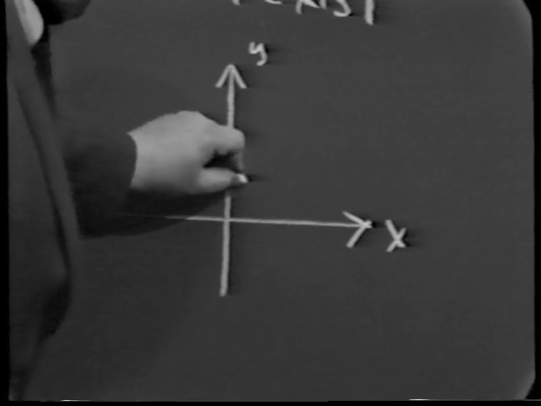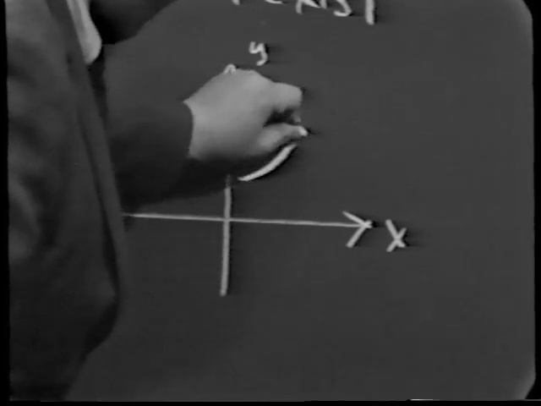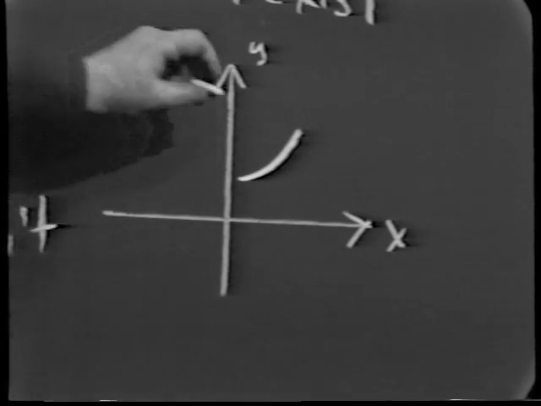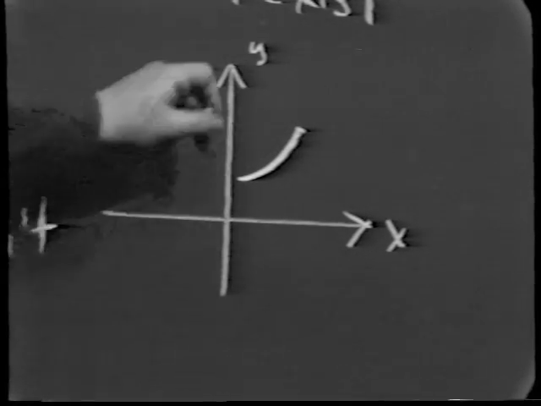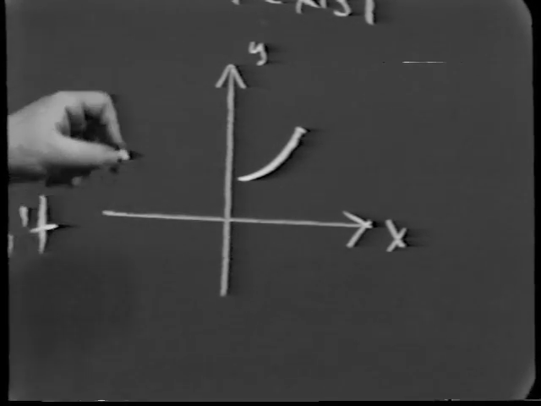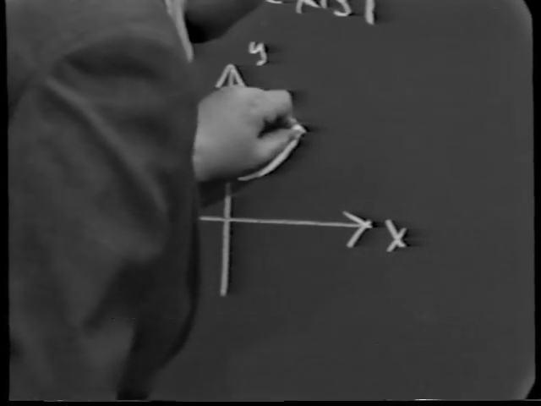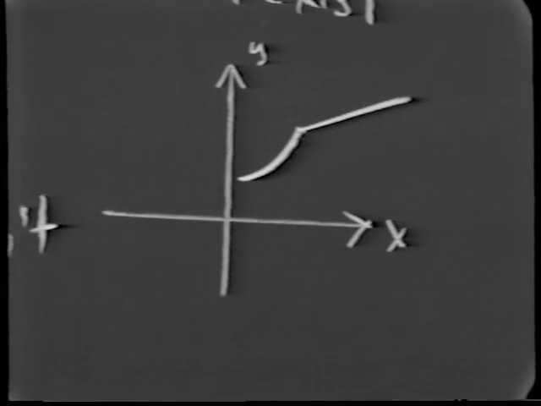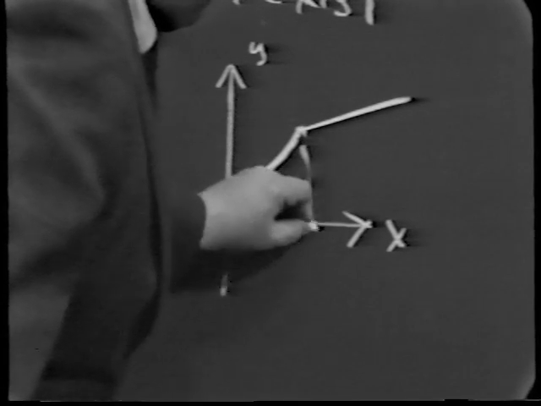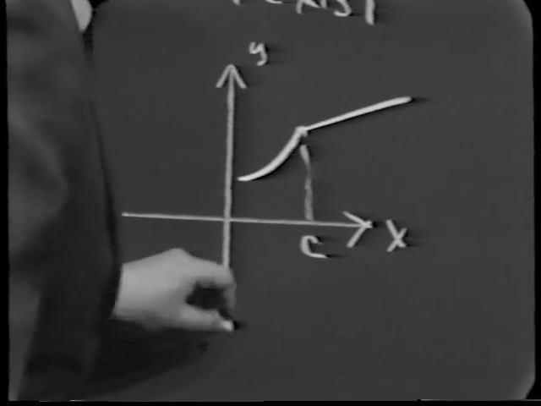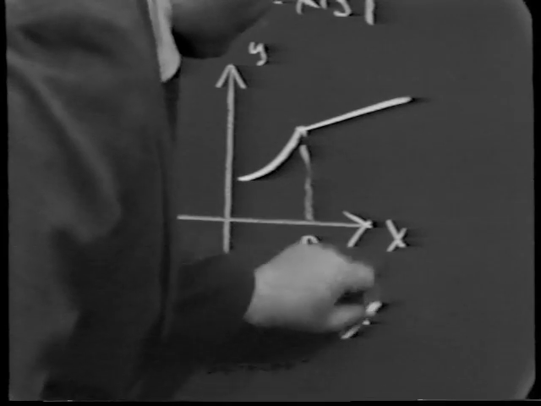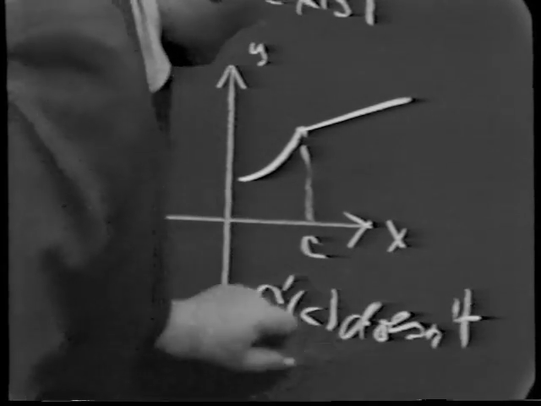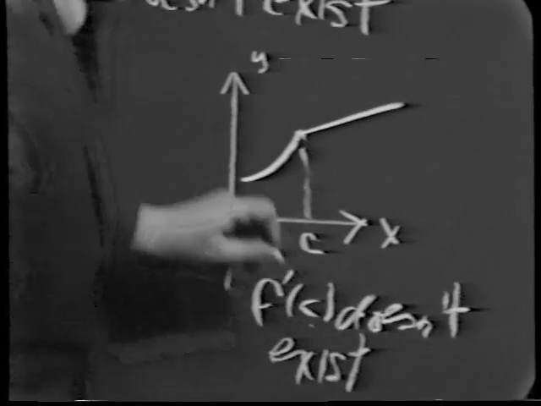What I'm thinking of is something like this. Let's take a curve that's always rising, say something like this. Now let's suppose we put a sharp corner in here, but in such a way that the curve still continues to always rise, say like this. Now you see, at this particular value of c, f prime of c doesn't exist.